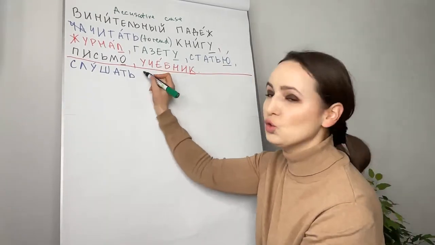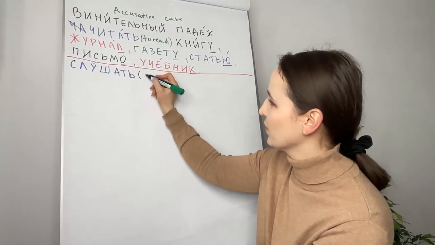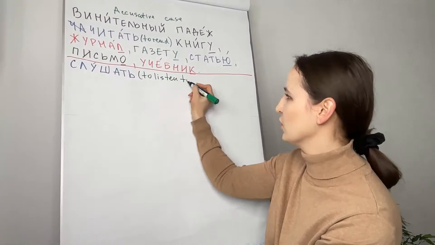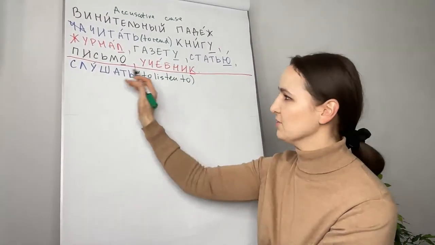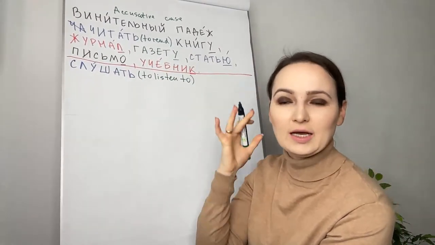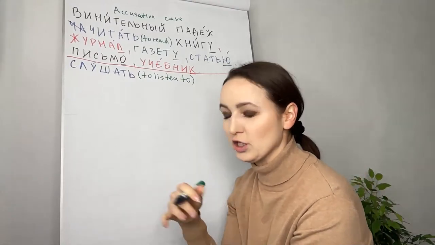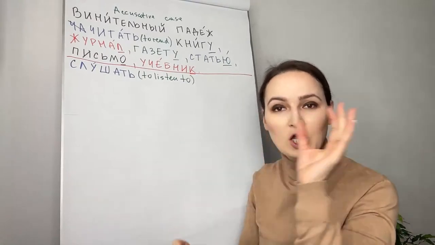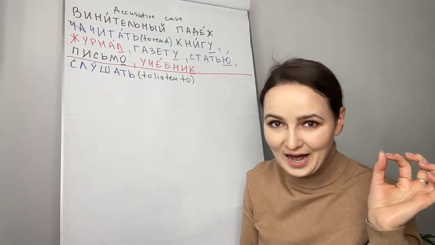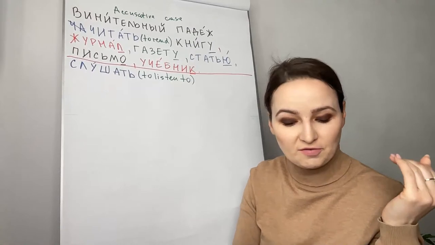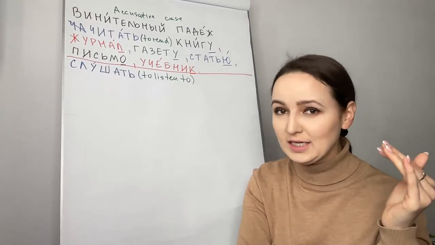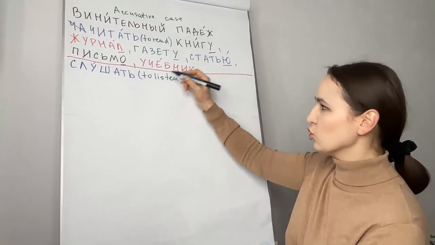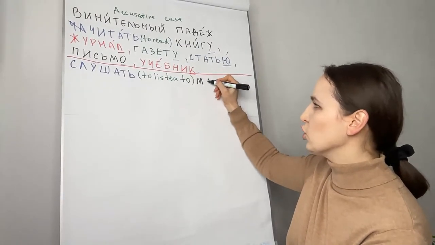Слушать is to listen to. And the following noun will be in accusative case. For example, слушать to listen to music. Music is музыка, ends in a, so it's feminine. When a noun is feminine, in accusative we have to change the ending. Слушать музыку.